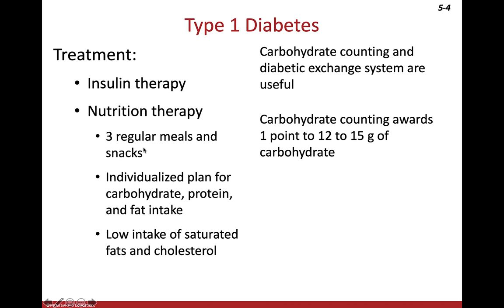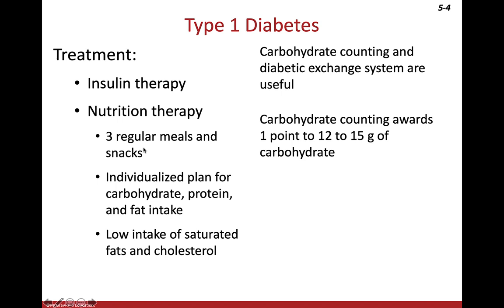Now, there are two major treatments. You must have insulin therapy because, once again, the pancreas is no longer producing insulin, so it has to come from somewhere. Then nutrition therapy, because it really is important that the diabetic, especially the newly diagnosed diabetic, learns how to eat properly. So: three regular meals and snacks, an individualized plan for carbohydrate, protein, and fat intake, and a need to lower the intake of saturated fats and cholesterol.